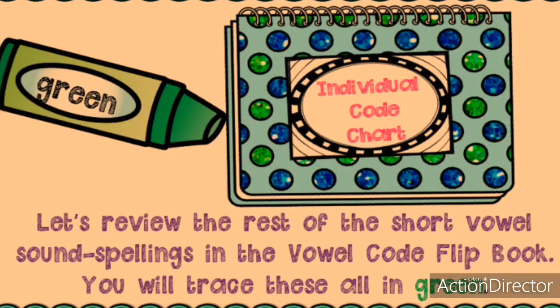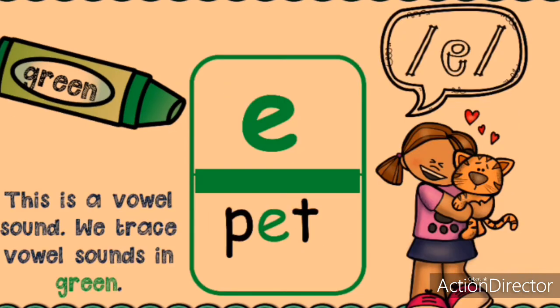Okay, we're moving forward now. Now we are going to review the rest of the short vowel sound spellings in the vowel code flipbook. Remember, every vowel you will trace in green color in your code flipbook. Here's another vowel, e. Pet, pets, e.